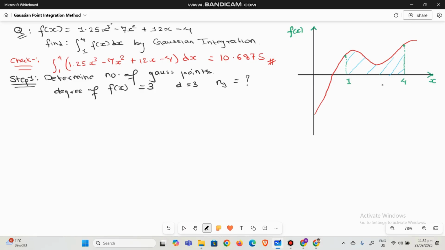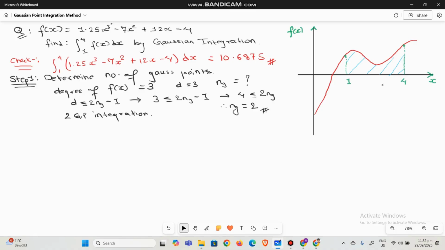So d is 3, and now we have to find the number of Gauss points, right? So we just use the formula. Degree is less than or equal to 2 times the number of Gauss points minus 1. So our degree is 3, which should be less than or equal to twice the number of Gauss points minus 1. So 4 is less than or equal to 2 times the number of Gauss points. Therefore, you get the number of Gauss points as exactly 2. So this problem is a 2-point Gaussian point integration. Okay, 2 Gaussian point integration.